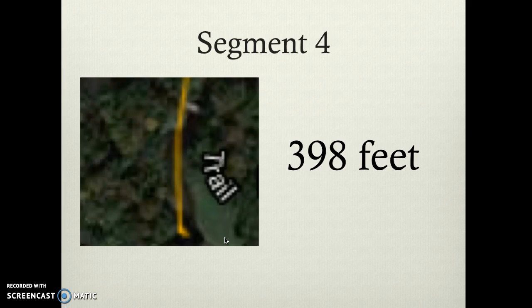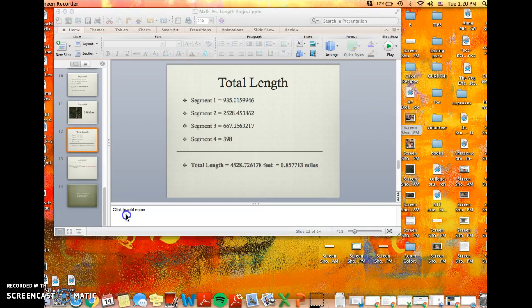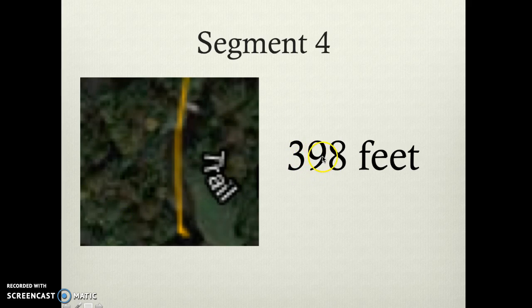For segment 4, however, since it wasn't exactly an arc or a curve, it was more of a straight line, I basically just approximated. Well, I used a straight line in Google Maps, which will tell you how long that line is to approximate. And I found the length was approximately 398 feet.